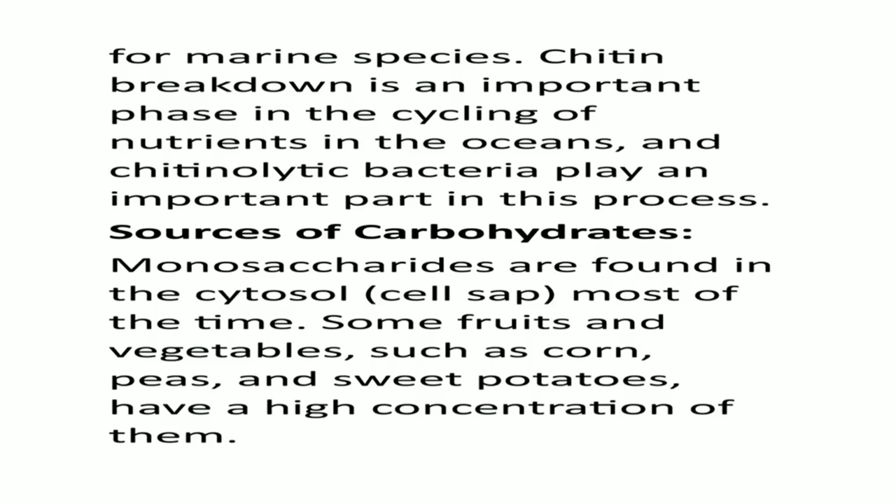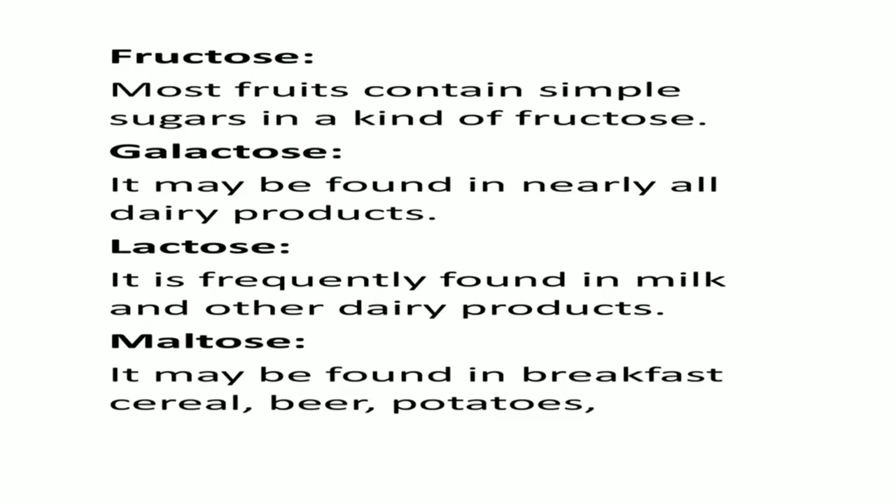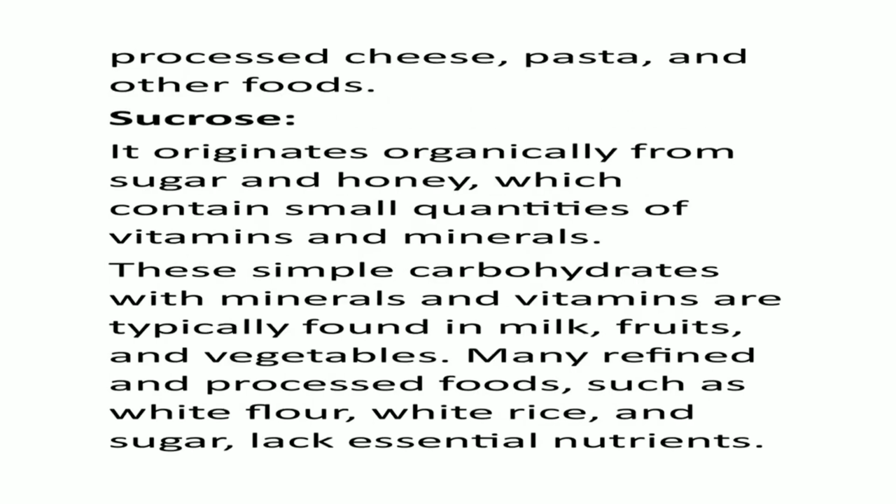Sources of carbohydrates. Monosaccharides are found in the cytosol, or cell sap, most of the time. Some fruits and vegetables, such as corn, peas, and sweet potatoes, have a high concentration of them. Fructose. Most fruits contain simple sugars in the form of fructose. Galactose. It may be found in nearly all dairy products. Lactose. It is frequently found in milk and other dairy products. Maltose. It may be found in breakfast cereal, beer, potatoes, processed cheese, pasta, and other foods.